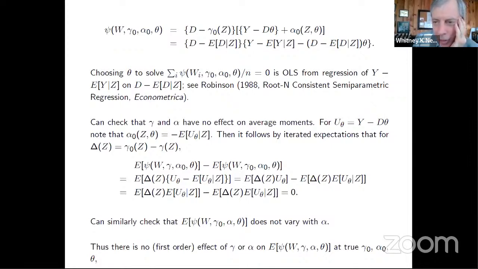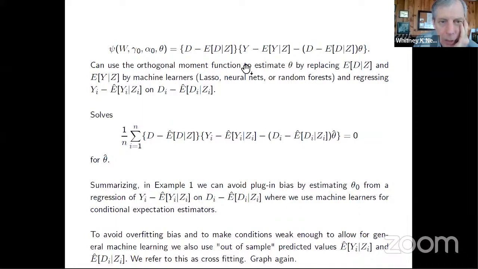This has been known for a long time, actually, for this debiased moment function. It's actually the basis of Robinson's analysis. We're going to generalize it to anything in a certain wide class. Okay. All right. So let's go to the next slide. Okay. So here's the orthogonal moment function again at the true gamma naught. So we're plugging in the expectation of D given Z here, and the true alpha naught, and differencing. And again, it just corresponds to a regression of the Y residual on the D residual.